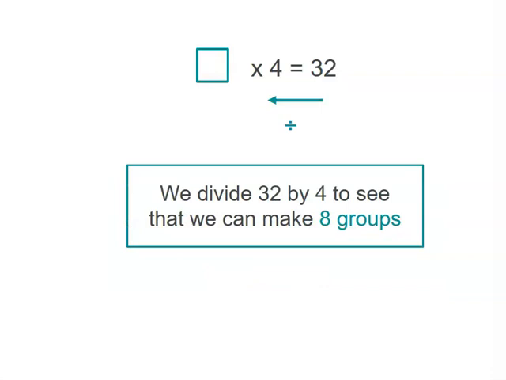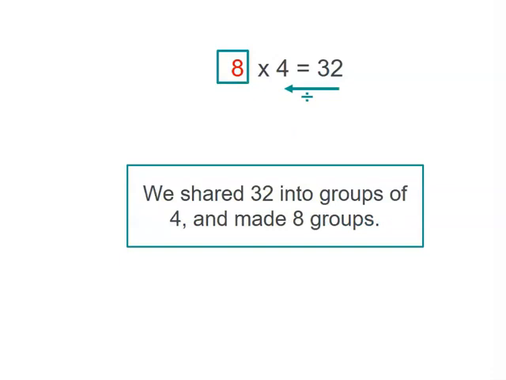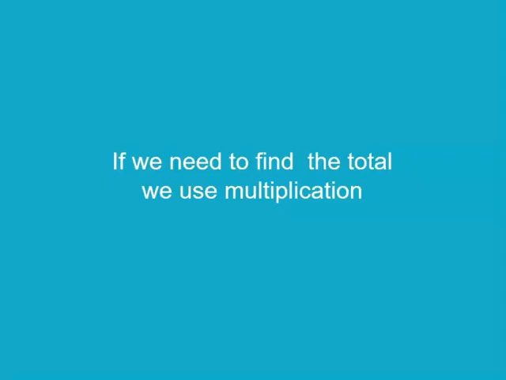This time we've got 32 as a total, and we need to divide by 4 to see how many groups we can make. 8 groups of 4 make 32. So in this example we know that we've got 32, we divide by 4, and that tells us we can make 8 groups. We shared our 32 into groups of 4 and made 8 groups.